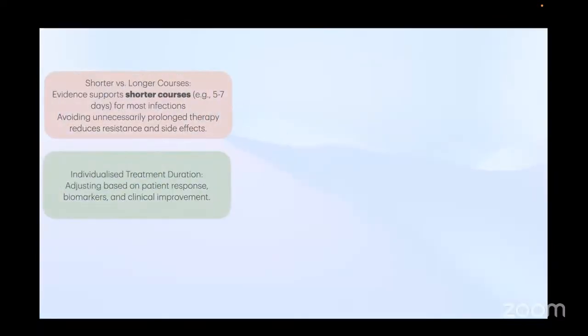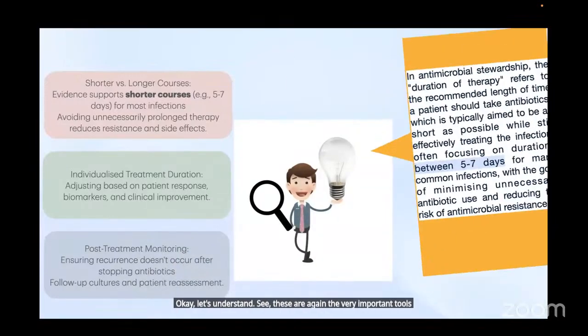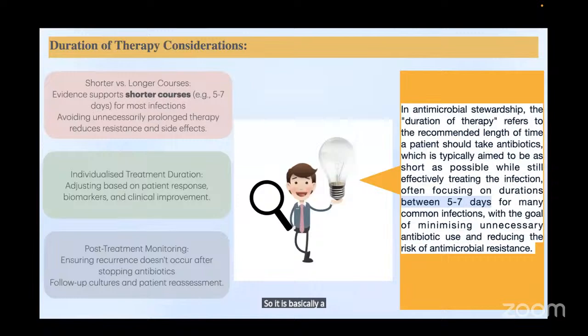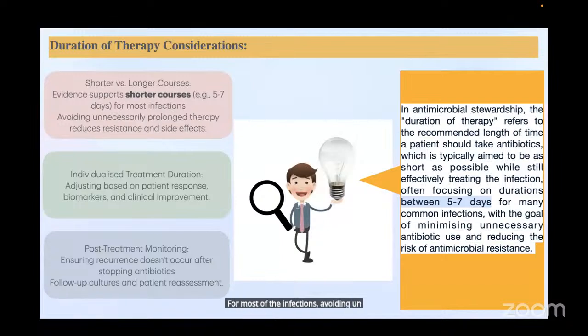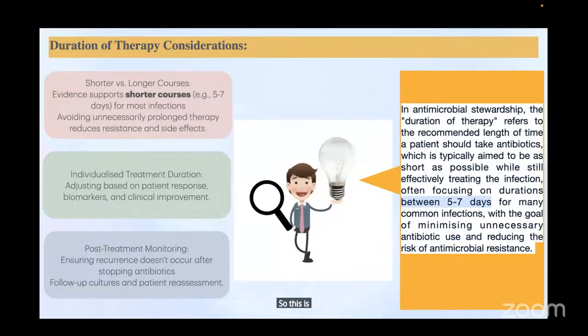Okay, let's understand. These are again very important tools to understand for duration of therapy. Those are the duration of therapy considerations. I already explained what duration of therapy is. No one wants a more prolonged period of taking medicine. So it is basically a shorter versus longer course. Evidence supports that shorter courses, for example 5 to 7 days of antibiotics for most infections, avoid unnecessarily prolonged therapy that reduces resistance and side effects. So this is very important to learn.